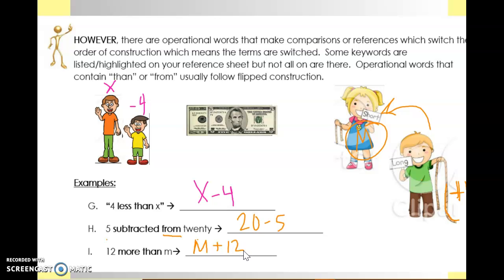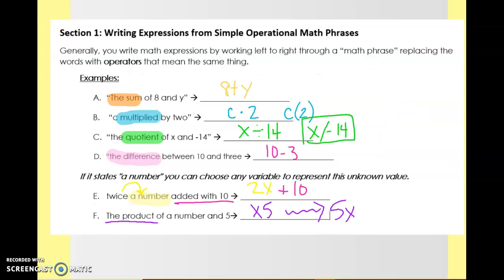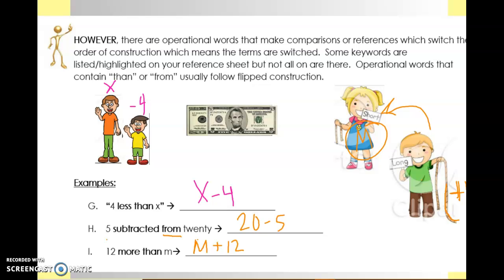All right, guys, so for your assignments, you're going to be looking at just writing basic math expressions for the math statements that you're reading through. There's going to be ones just like our examples where you are going to be working left to right and using that keyword chart to show your letters, your numbers, and your operations. Then there's going to be ones with those terms number, which again, we talked about. You can just use any variable that you'd like. And then there's going to be ones in there as well that are going to have those operational words than and from, meaning that you're going to flip the construction.